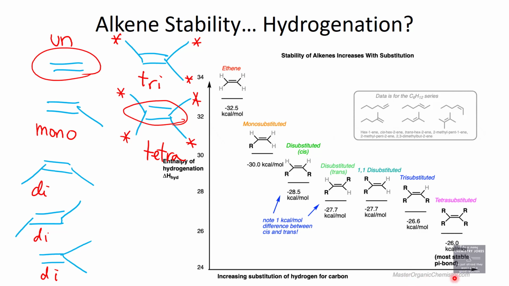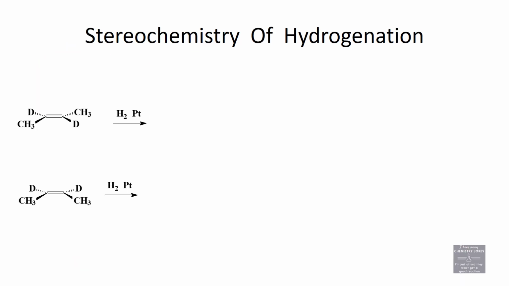Okay, so I borrowed this from down here, and they say that these numerical data they have presented are all from the carbon-6 series, but the general trend is the same no matter how many carbons you have in your molecule. More substitutions leads to more stable products. Okay, that was enough of a hiatus. Let's go back to hydrogenation and specific stereochemistry of hydrogenation. So I've said that reaction is syn addition.